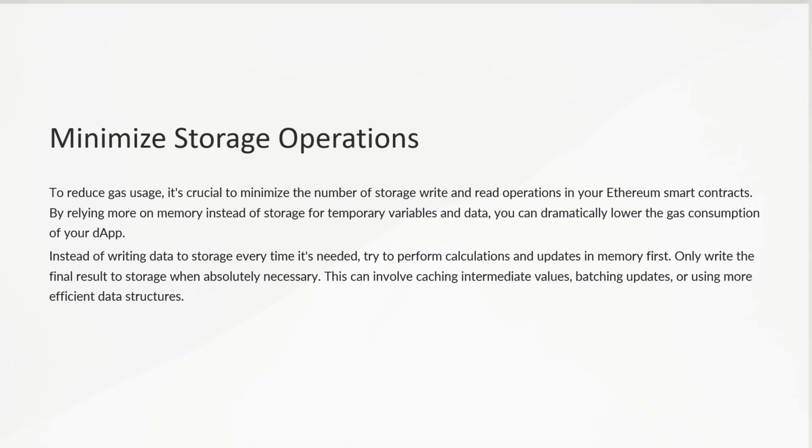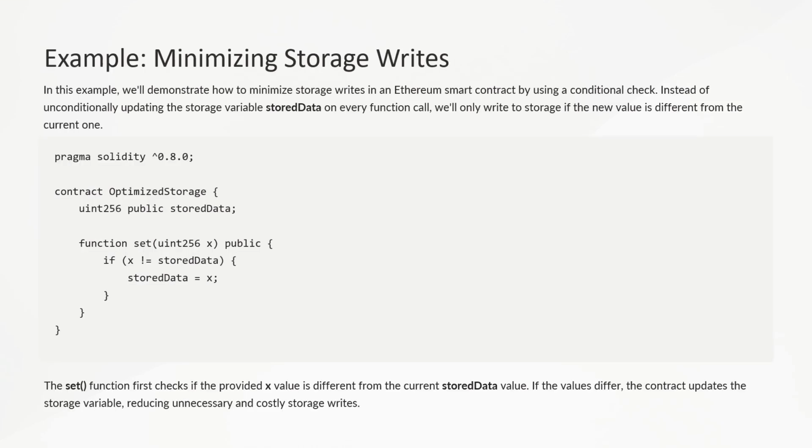Imagine writing a draft on a whiteboard, erasing mistakes as you go, and only saving the final version on paper. By doing operations in memory first and writing to the storage selectively, we save on ink, which is the gas cost. Let us now look into an example for minimizing storage writes.